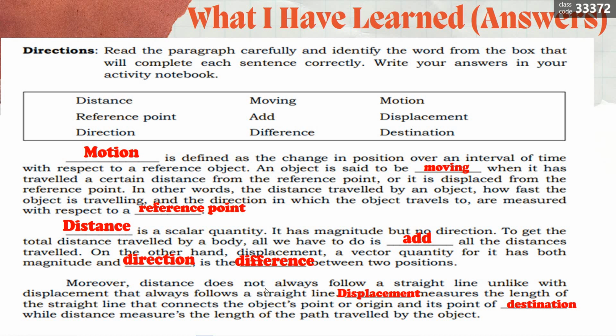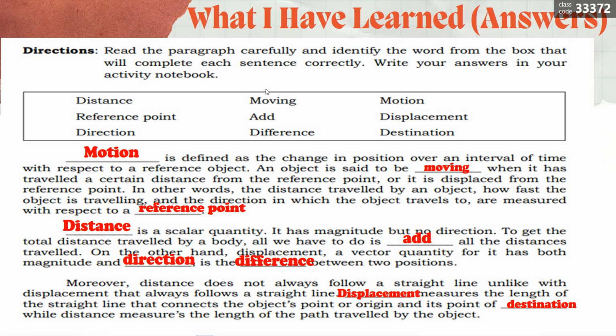Moreover, distance does not always follow a straight line, unlike displacement, which always follows a straight line. Displacement measures the length of the straight line that connects the object's point of origin and its point of destination, while distance measures the length of the path traveled by the object.